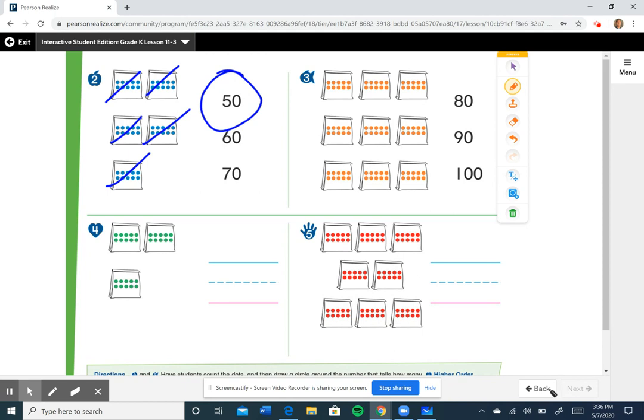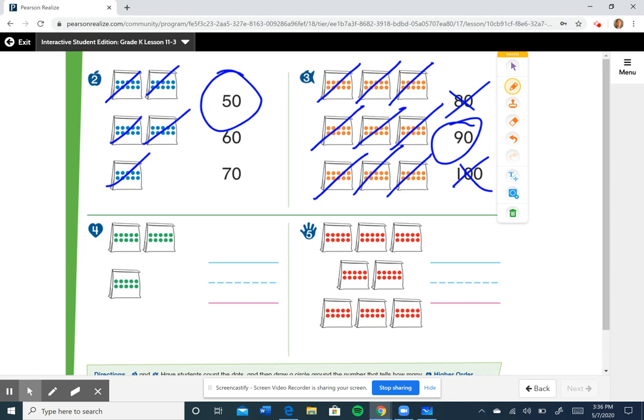Ready? Count with me. 10, 20, 30, 40, 50, 60, 70, 80, 90. What is a 90? Is it an 8 and a 0? No, that's 80. How about a 9 and a 0? Is that 90? Yes, it is. And what is a 1 with 2 zeros? That's a 100. Very good.